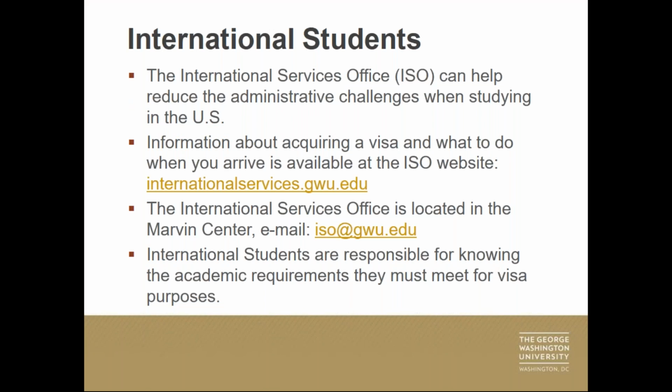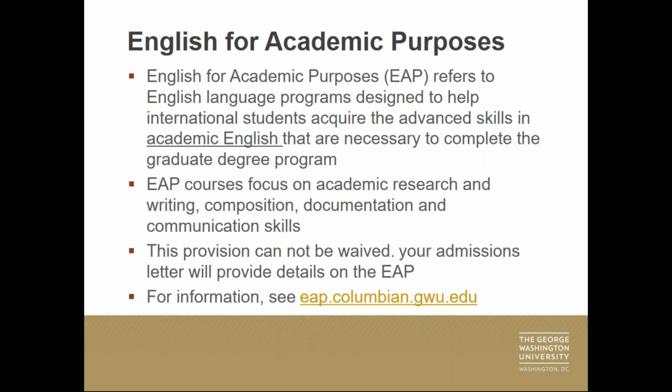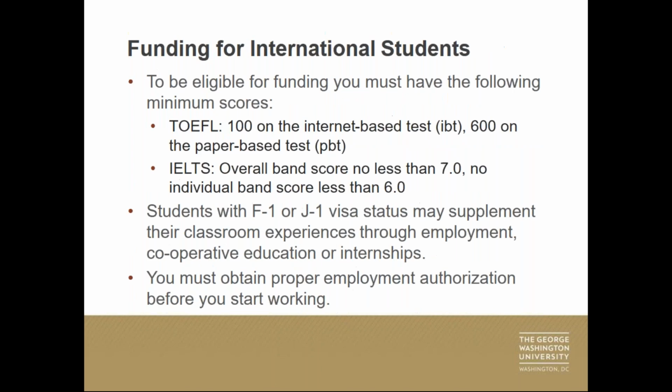The International Services Office can help reduce the administrative challenges when studying in the U.S. or applying here. Go to the ISO website for all the information about the visa and what to do when you arrive. It's right here on campus, and you have to know the academic requirements you must meet for visa purposes. English for Academic Purposes is an English language program designed to help international students learn the academic English needed to complete their program. They focus on academic research and writing, and you have to take this, and your admissions letter will provide details on the EAP. So if you do get a letter that says we want you to take this course, you'll do that in your first semester here.